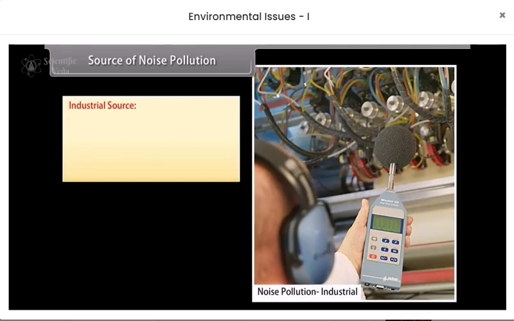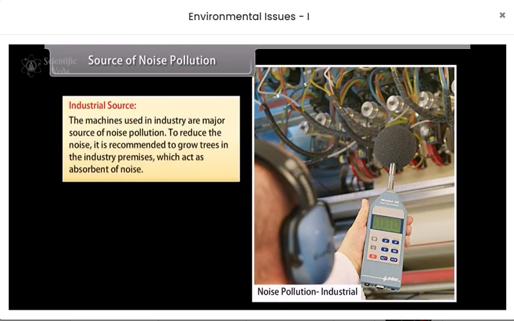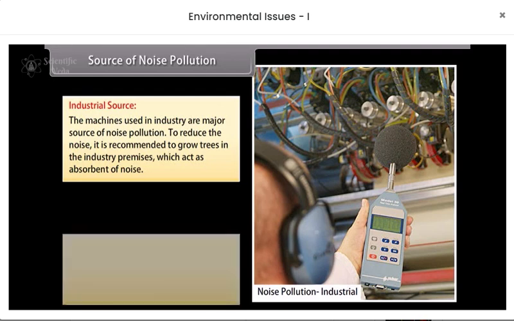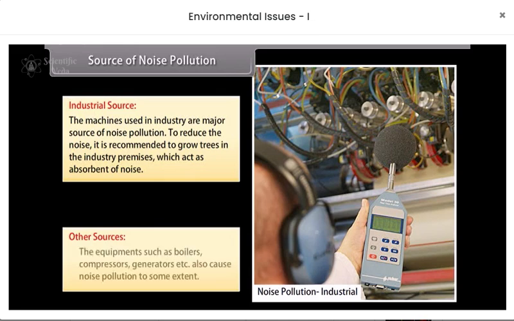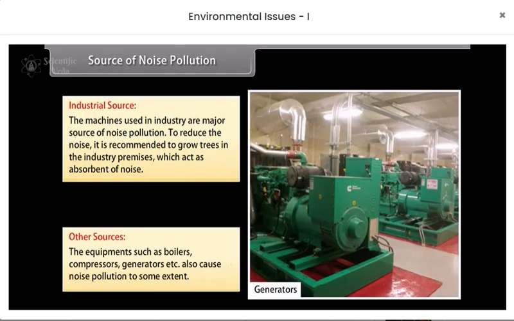Source of noise pollution. Industrial source. The machines used in industry are a major source of noise pollution. To reduce the noise, it is recommended to grow trees in the industry premises, which act as absorbents of noise. Other sources. Equipment such as boilers, compressors, generators, etc. also cause noise pollution to some extent.